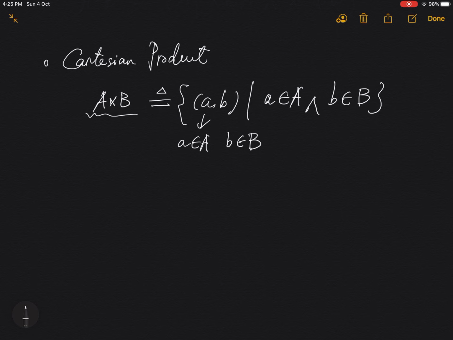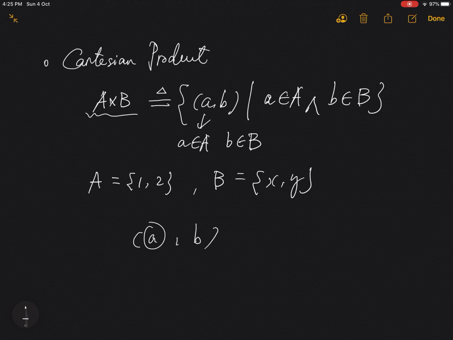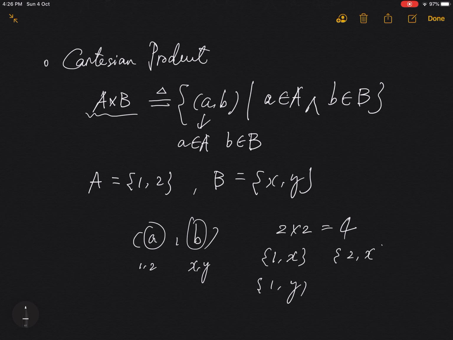We can just take an example. If A is {1, 2} and B is {x, y}, so there are ordered pairs where a can only be 1 and 2, and b can only be x and y. Okay, so we have 2 times 2, there will be 4 cases, right? So (1, x), (1, y), and then (2, x), (2, y).